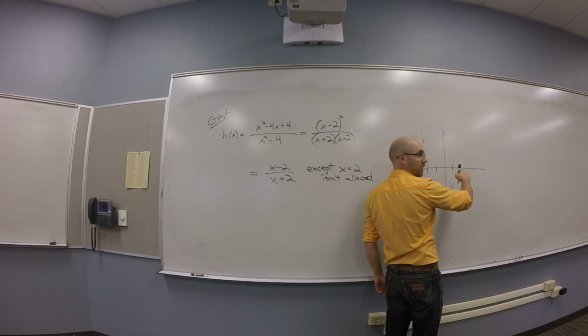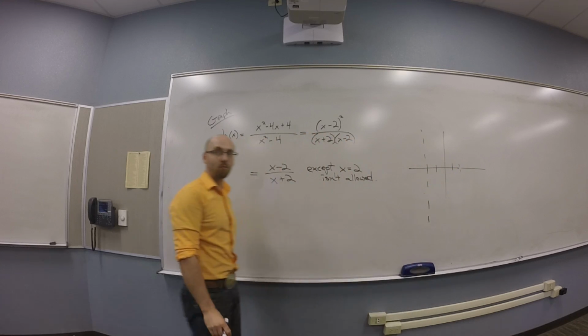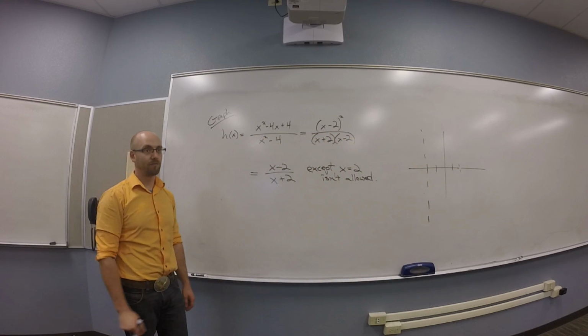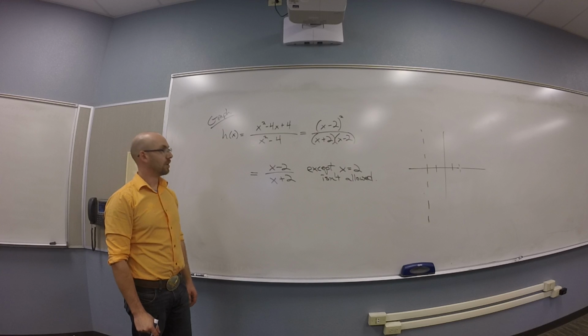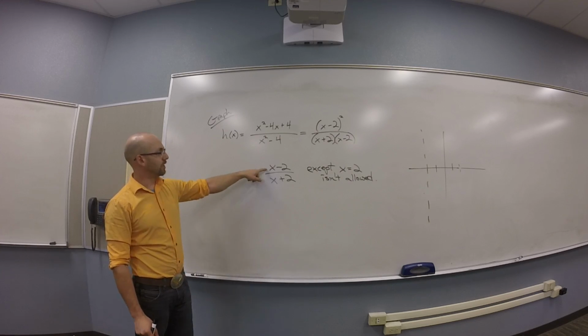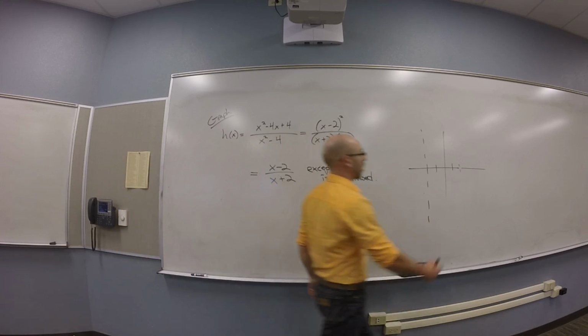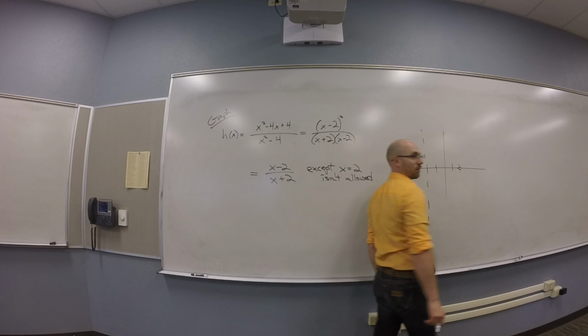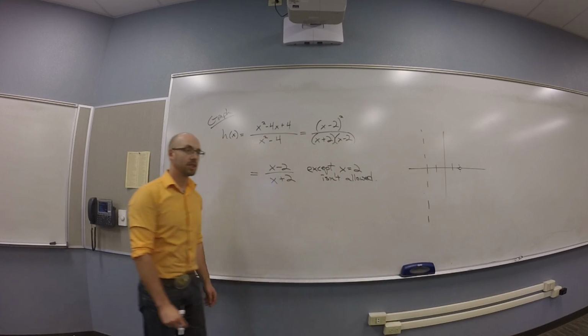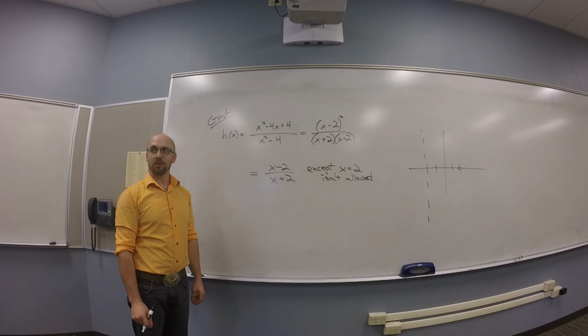I don't know that it goes here, but it goes somewhere, and that somewhere needs to be a hole punched in my picture. So what should this thing be at x is 2? Should be 0. Oh, so it does literally go right here. You guys see that? So that's going to be a hole in the graph of my function.